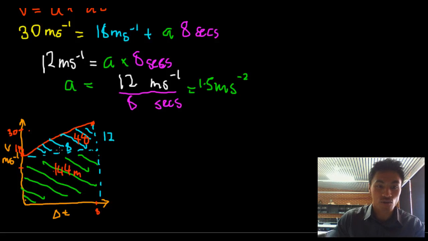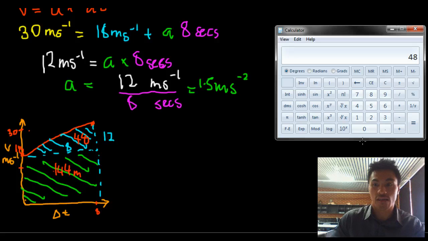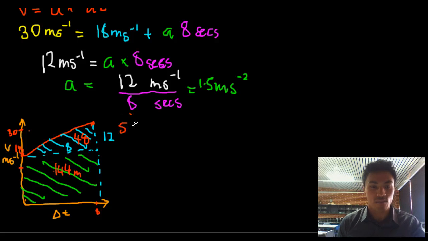So during that time, you would have displaced yourself an extra 48 meters because of that extra speed that you're going at. So then your total displacement is going to be 192 meters. And let's check that.